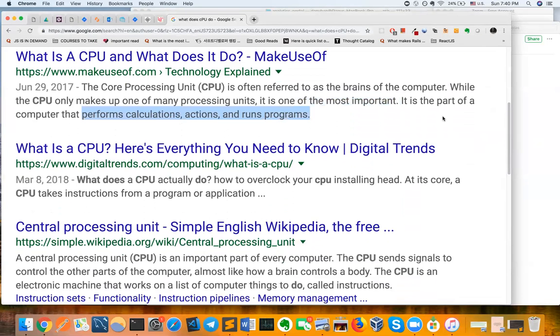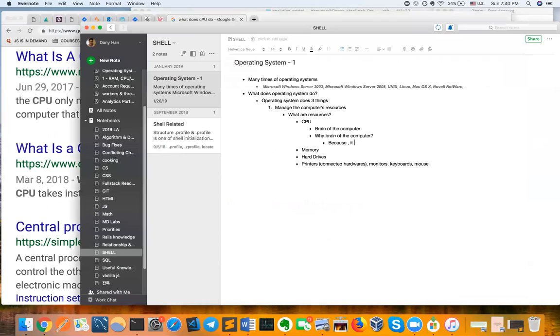Because it performs calculations, actions, and runs programs. So CPU is the brain of the computer. Okay, well, that's cool. So what is the brain of the computer?